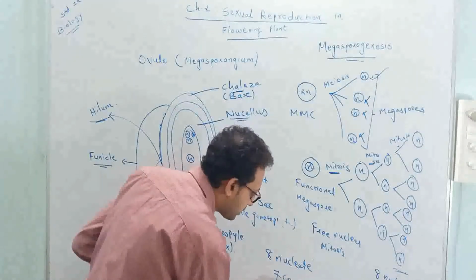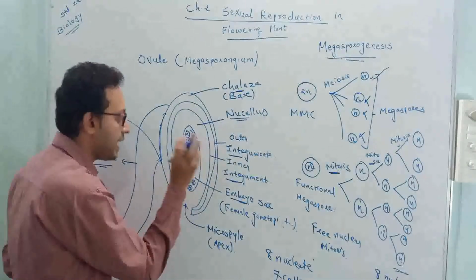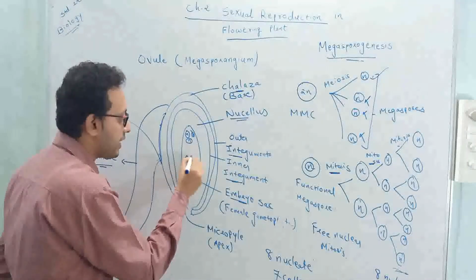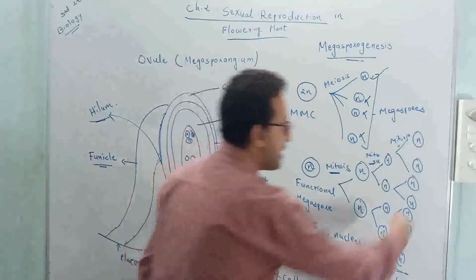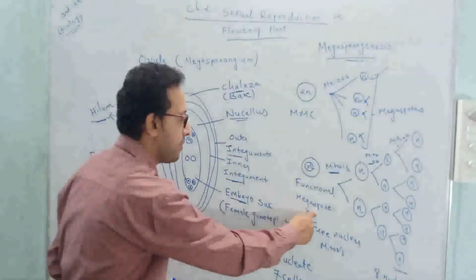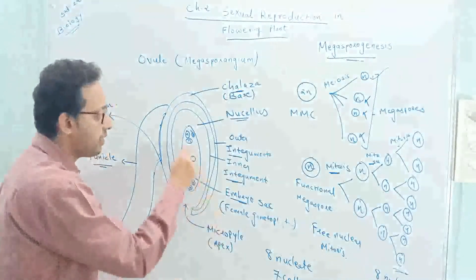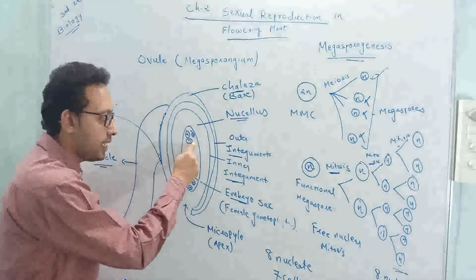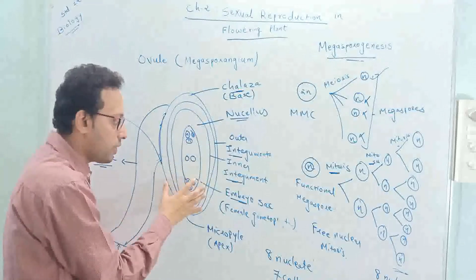But how many cells? 7 cells. Okay, how this process occurs, I again repeat. Initially we have 8 nuclei. How do we have 8 nuclei? 8 nuclei which are formed at the end of 3 mitoses from the functional megaspore. From these 8 nuclei, 3 arrange at the micropylar end, 3 arrange at the chalazal end, and 2 remain in the center. So total 8 nuclei.